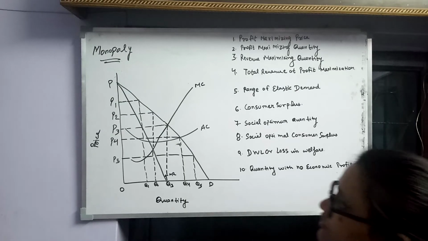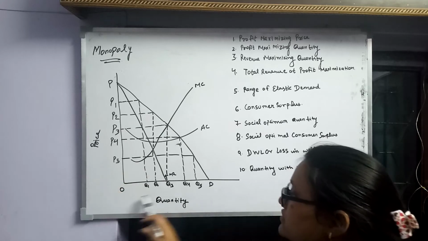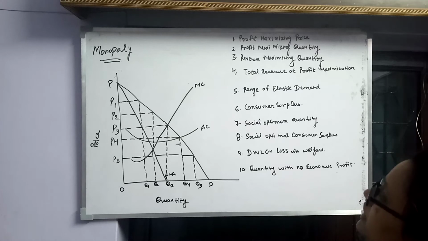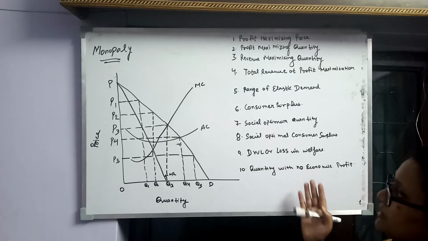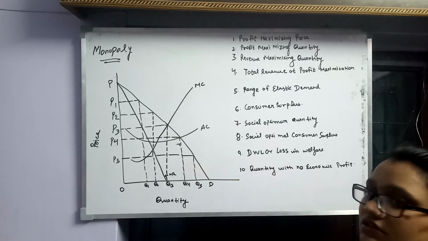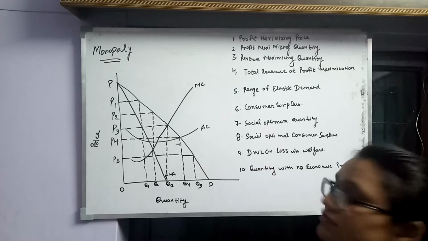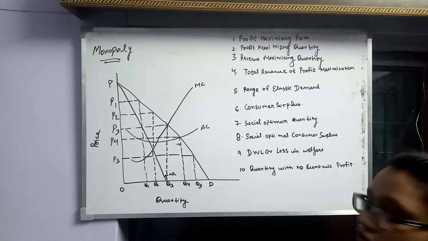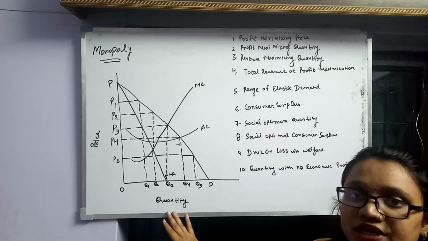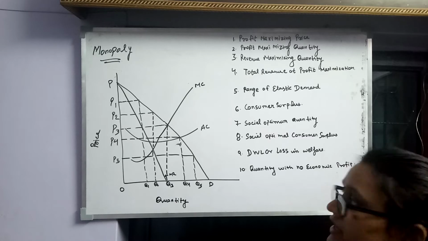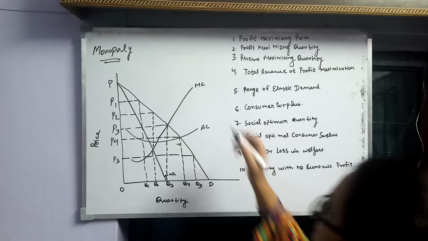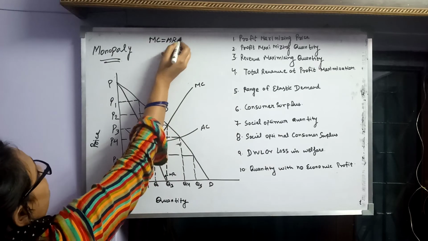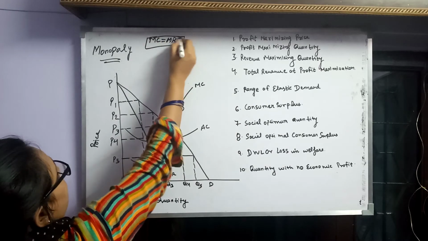In this graph, I have shown some prices and some quantities, and related to this, there are 10 questions which can be asked, and on the basis of this and the market situation, we will solve these questions. Now, the first question is profit maximizing price. So, in this graph, we have to identify the profit maximizing price. As we know, the profit maximization condition is marginal cost equals marginal revenue.